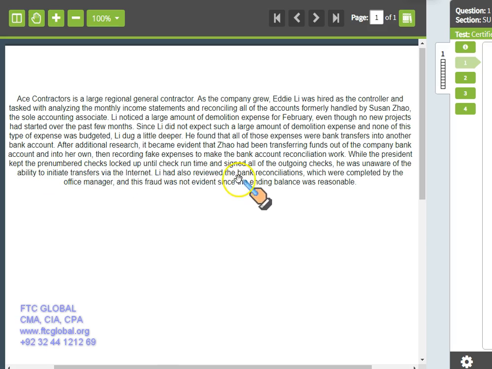Lee had also reviewed the bank reconciliation, which was completed by the office manager. And this fraud was not evident since the ending balance was reasonable, what it should be. So nothing came out because no one knew what was happening. It was all made possible because Susan Zhao was able to initiate a transaction and she was the one recording it, so she could hide them because she was doing 2 incompatible jobs. That's the reason there has to be proper segregation of duties.